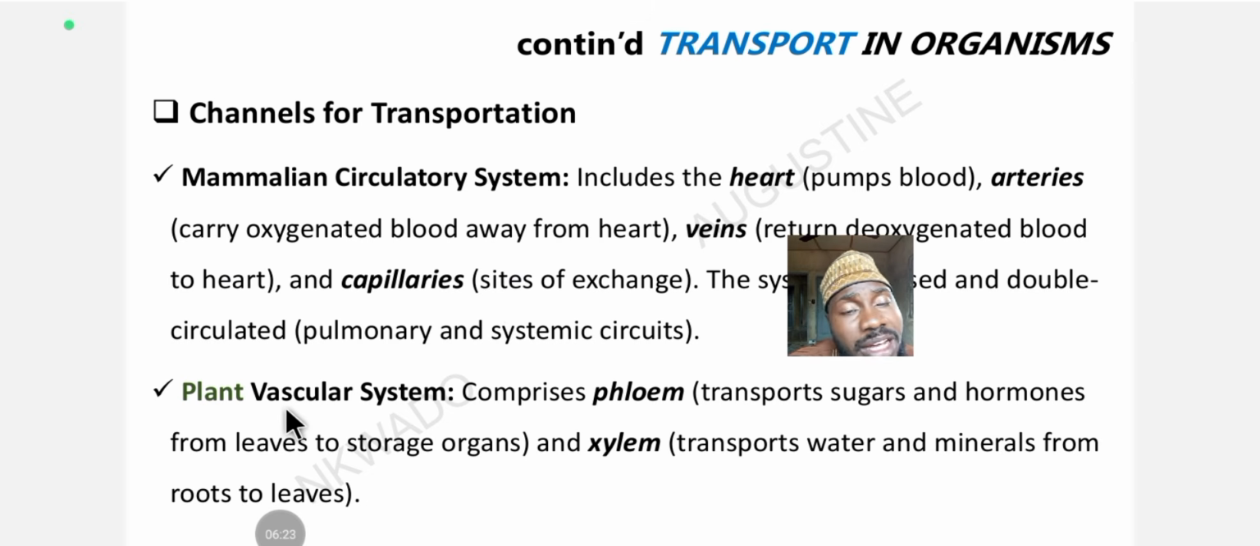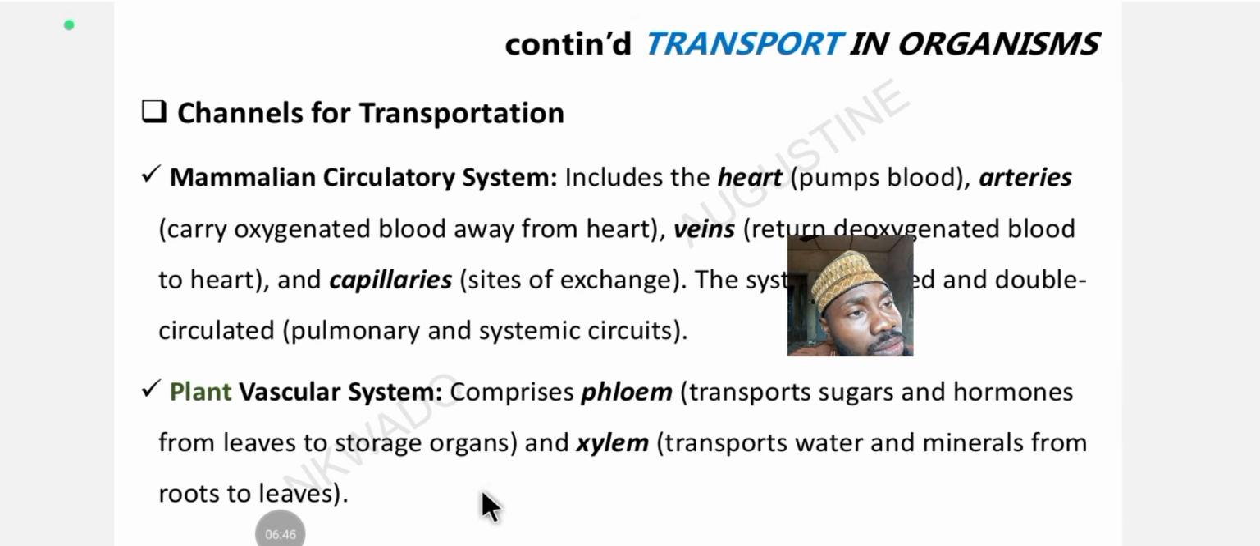Now, the channel for transportation in plants, you have the vascular system, okay? The vascular system comprises the phloem, which transports sugar and hormones from the leaf to storage organs in the plant. And you also have the xylem that transports water and minerals from the roots to the leaf. We have discussed this before in the past.